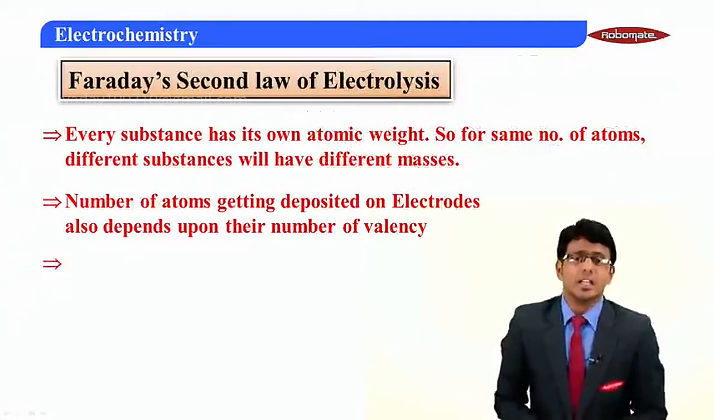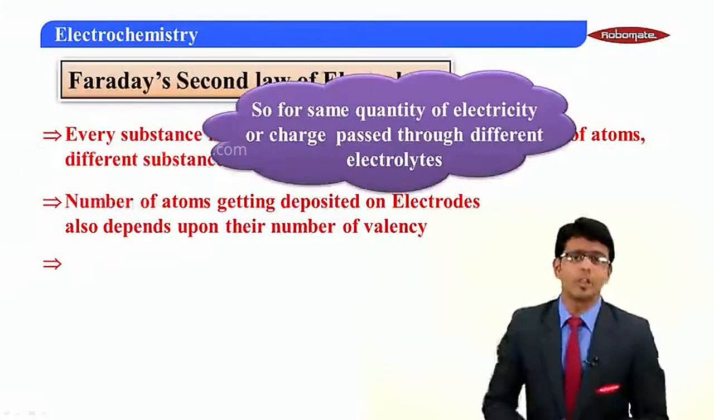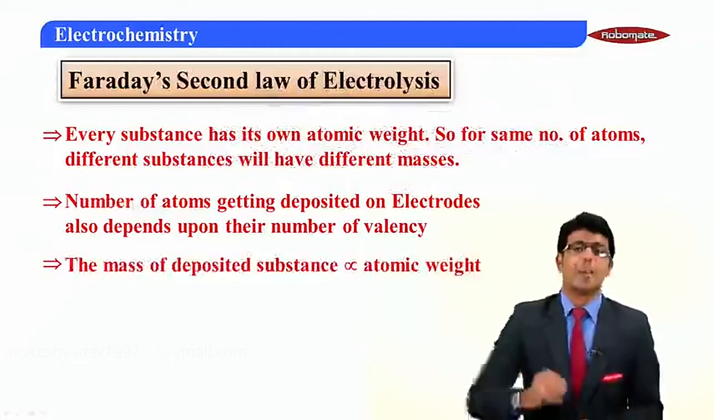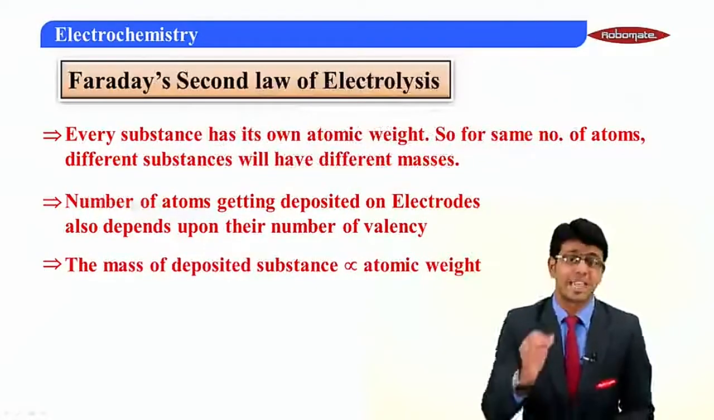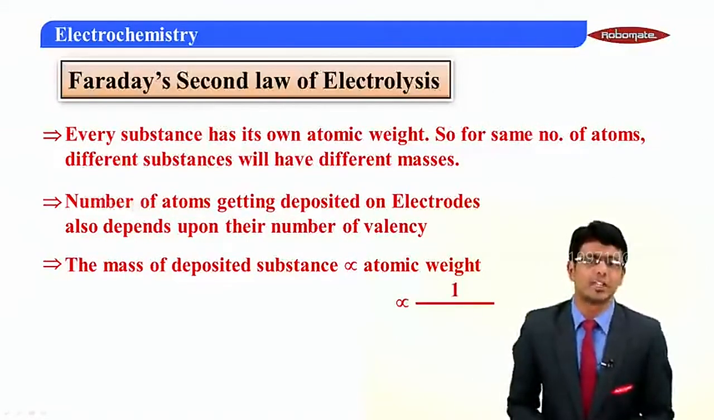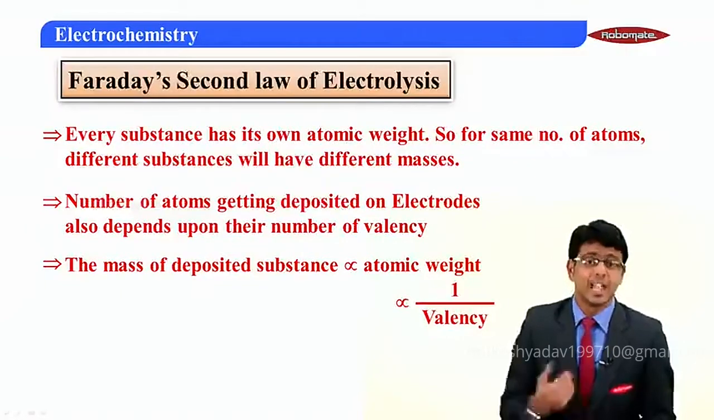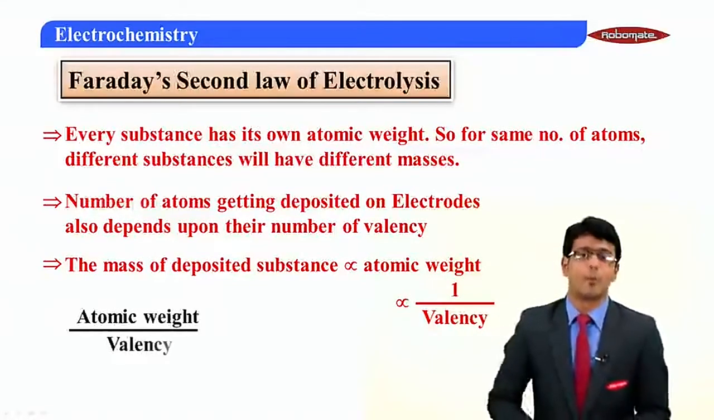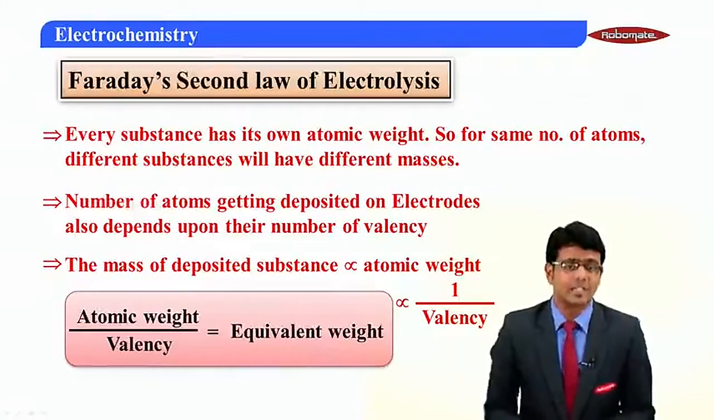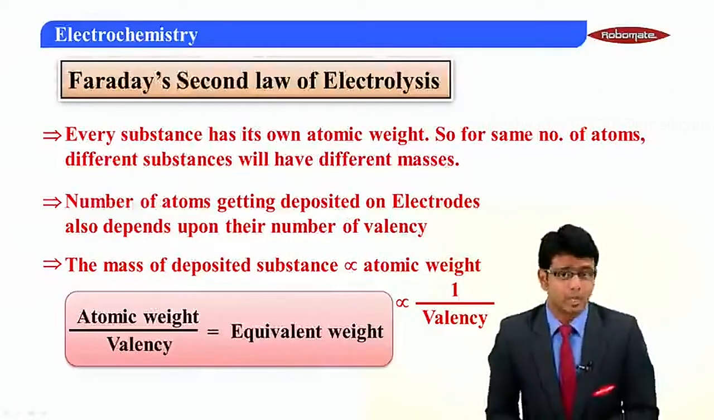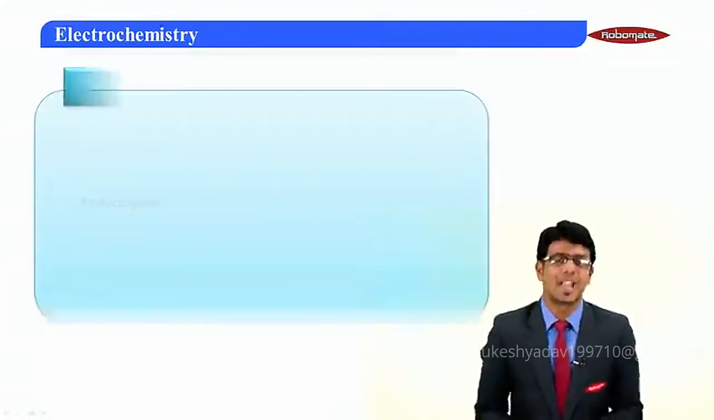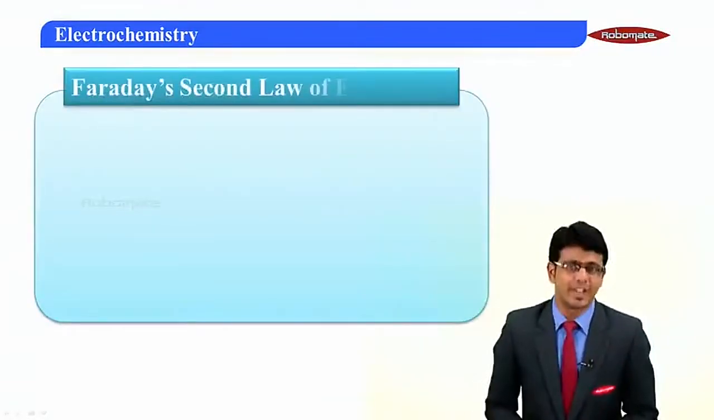Hence, students, here we can say that for the same quantity of electricity or charge passing through different electrolytes, the mass of a deposited substance is directly proportional to its atomic weight and inversely proportional to its valency, right? And we very well know that atomic weight upon valency is nothing but equivalent weight, isn't it? So precisely we say that the mass of a substance deposited is directly proportional to its equivalent weight. That is precisely Faraday's second law of electrolysis.